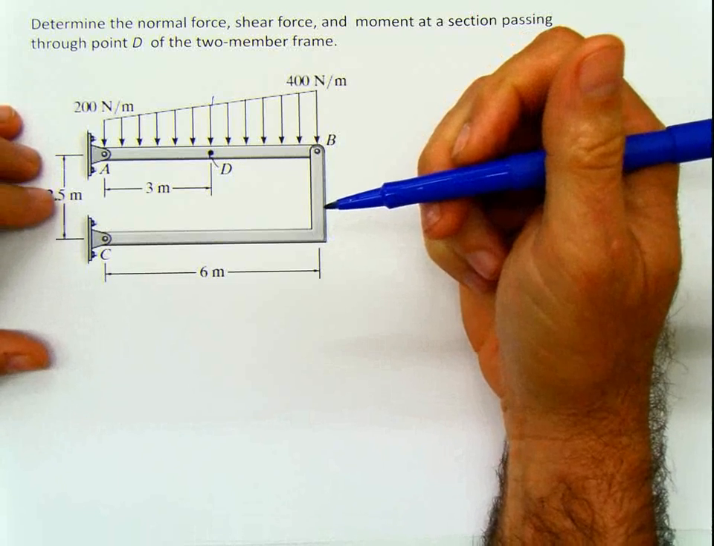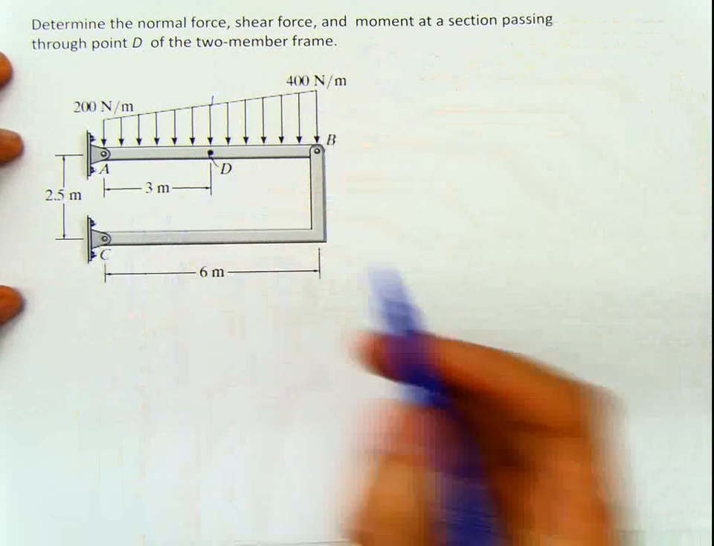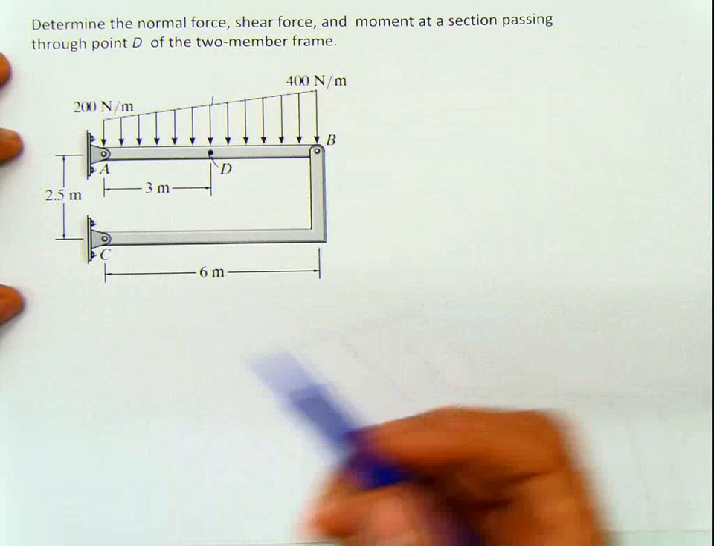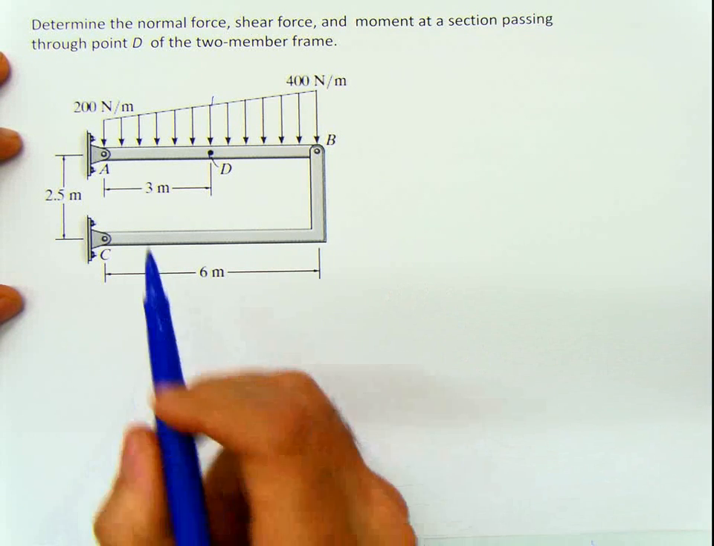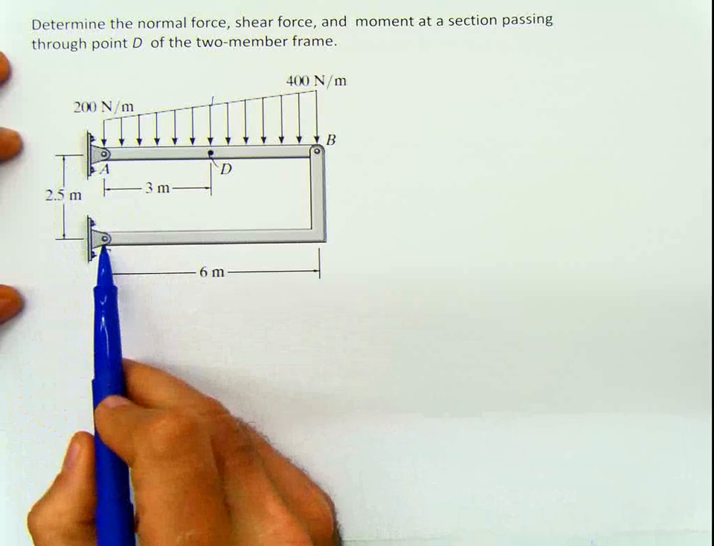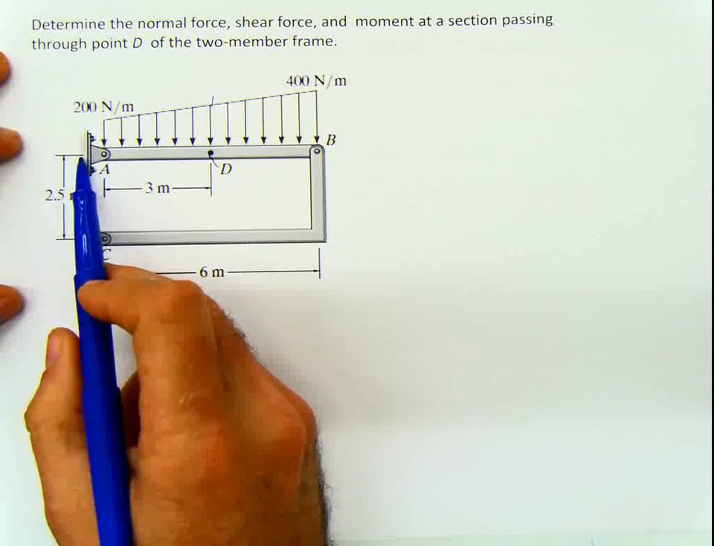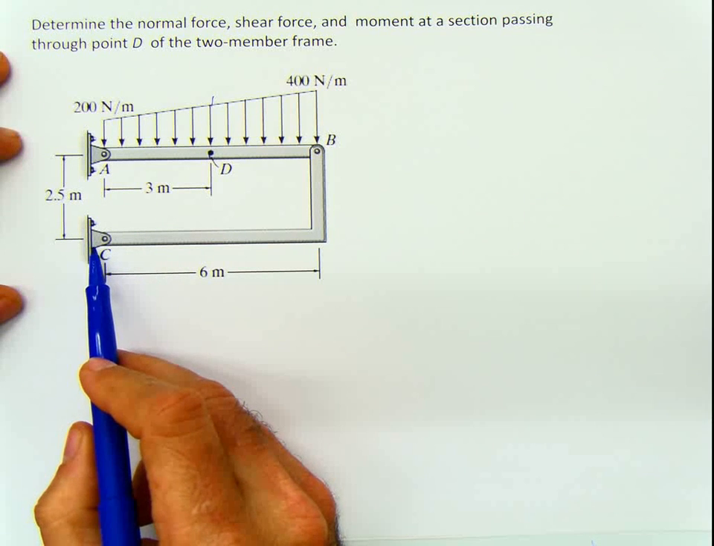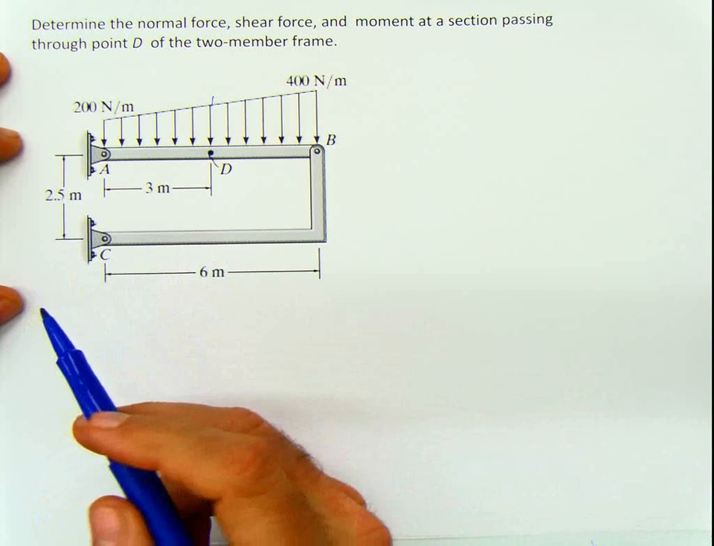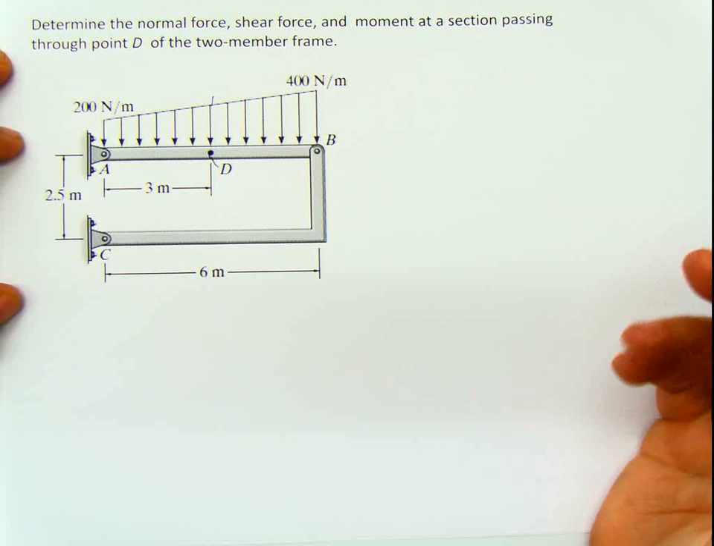Okay, how do we start this? Because if we start this in the traditional approach and we just don't pay attention and we just don't realize what is happening here, then this is a pin and this is a pin, so that means that we're going to have two reactions and two reactions here. That's four reactions, three equations. That should be statically indeterminate, but it's not.